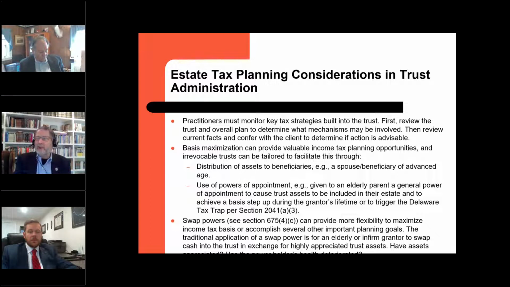How does the mechanism work? What mechanism is used? Is it a limited power and somebody's given the authority to convert the limited to a general power to cause estate inclusion? Is there a formula? I've seen these done without formulas. I've seen them done with very detailed formulas. We have one that we looked at recently where the formula was so detailed because they wanted to maximize every possible penny, maybe fraction of a penny, of possible basis step up.